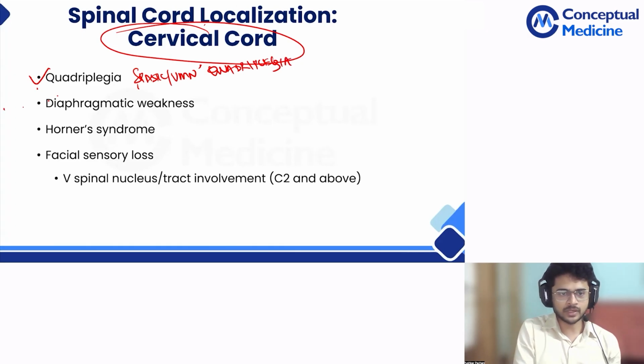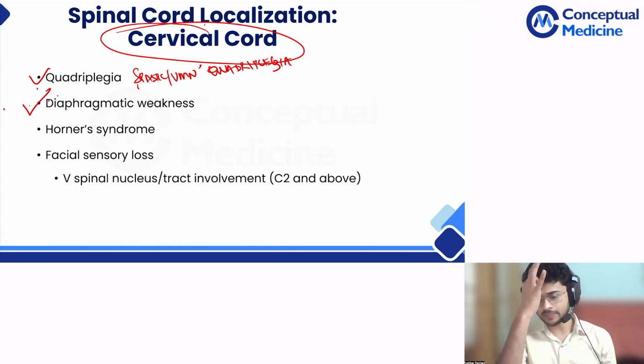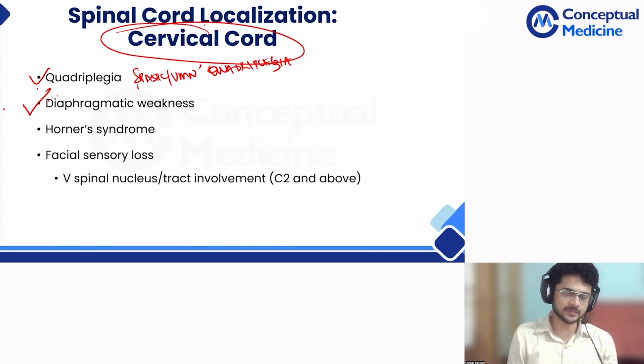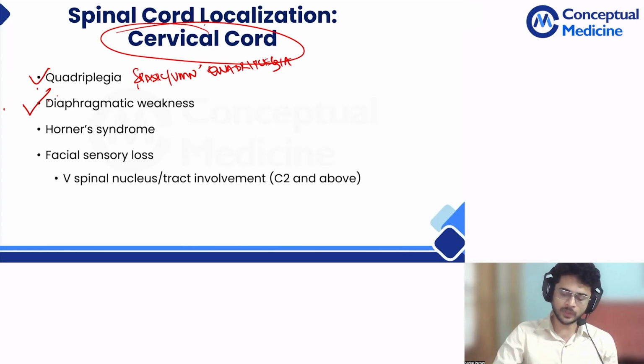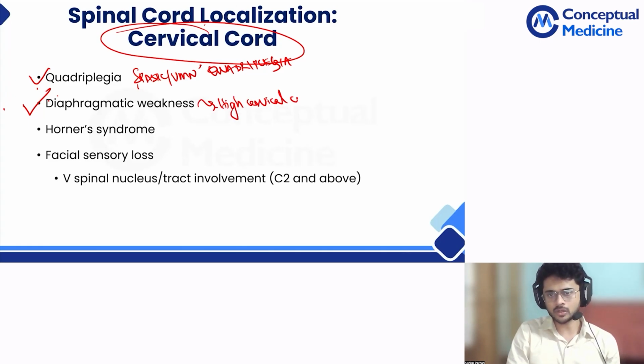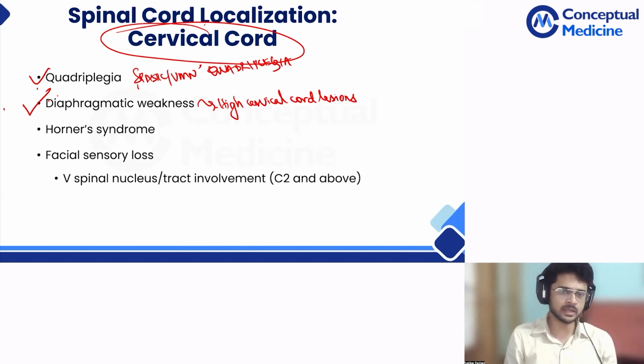Next, you have to understand that the diaphragmatic innervation comes from the cervical segments, predominantly C2, C3, and C4. So diaphragmatic weakness can be quite a problem in patients with high cervical cord lesions. Sometimes these patients will actually require long-term ventilation. There will be a tracheostomy, and diaphragmatic weakness is an important consideration for patients with high cervical cord lesions.